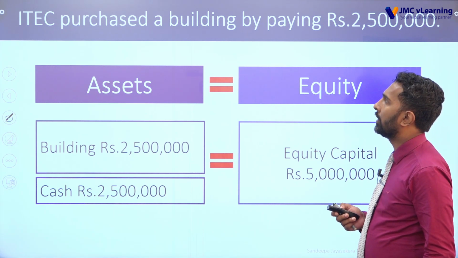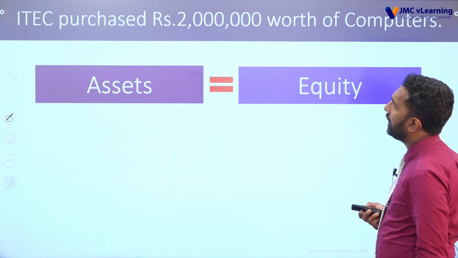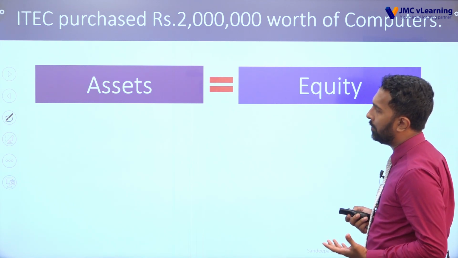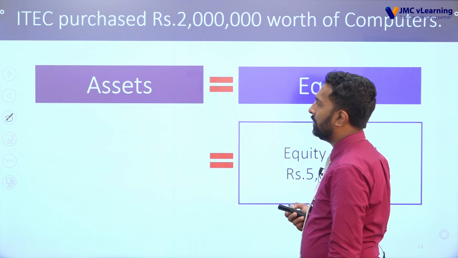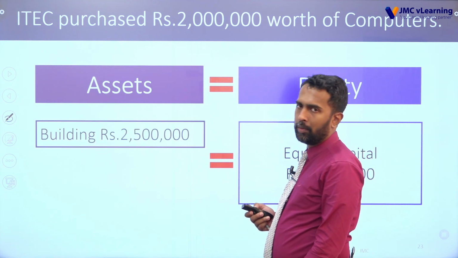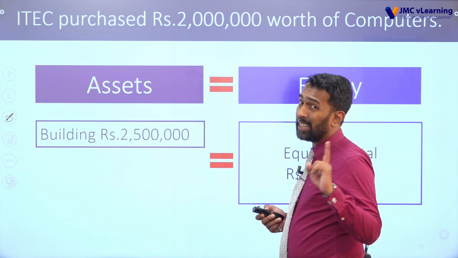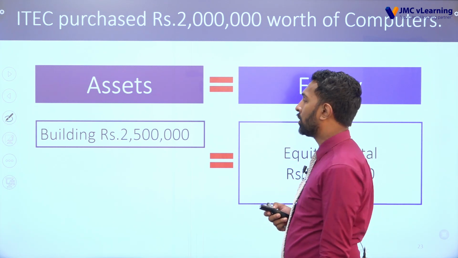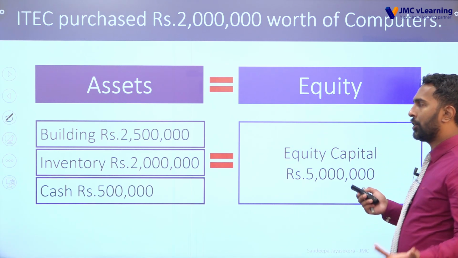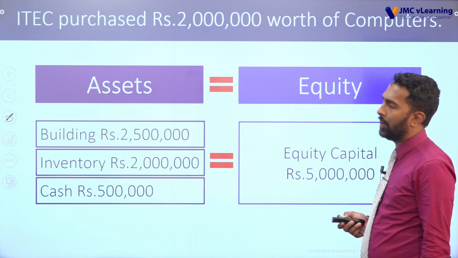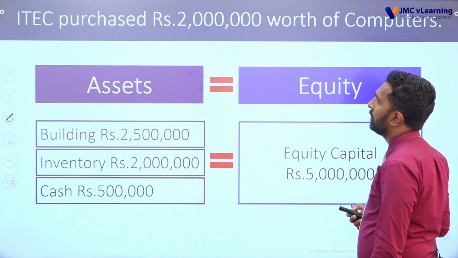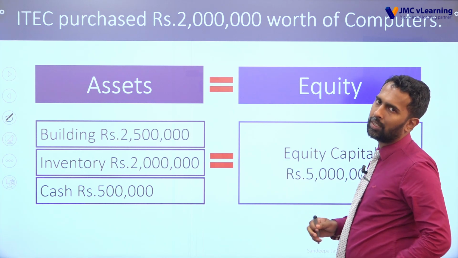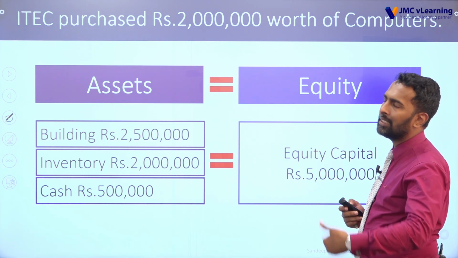Then it says iTech purchased 2 million worth of computers. Now what will happen? The equity remains still. They have a building of 2.5 million. They had cash to the value of 2.5 million. Of that, 2 million comes down, inventory goes up. Inventory 2 million, cash only 500,000. Now you can see that always your equity and the resources, that equation, that balance remains, right?